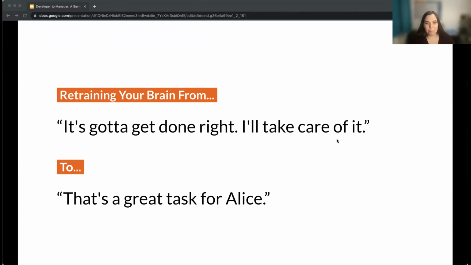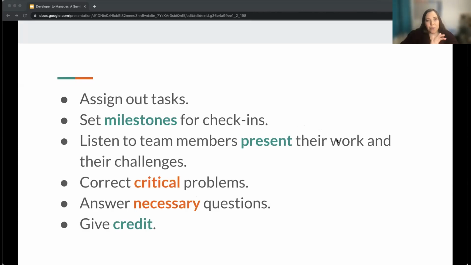And the trouble with this is that sometimes the people on your team are more junior than you are, and you need to find a way to give them room to take on challenging tasks without letting them completely fail. So this is personally what worked for me as a new manager. Delegating, we've been over this, and then setting milestones for check-ins.